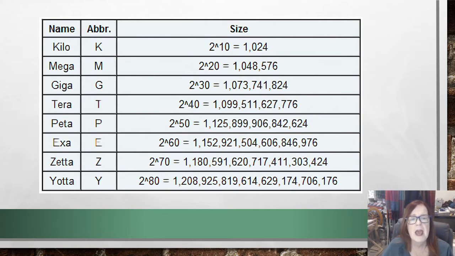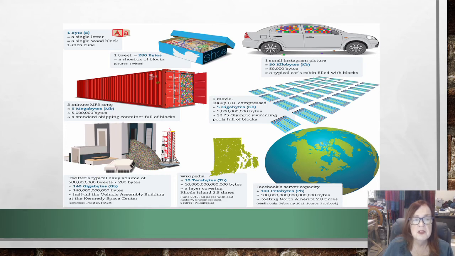But let's see what we get for those. So for 1 byte, we get that single character. Call it a single 1-inch cube with a letter on it. A tweet would need 208. Well, tweets are getting longer and longer these days, aren't they? This information is kind of old, I admit, but 280. So a shoebox full of blocks.